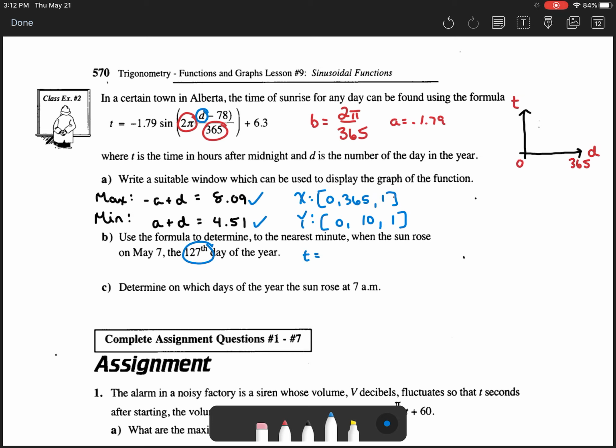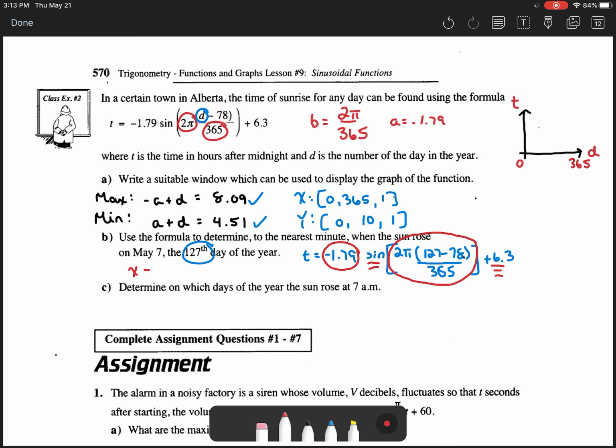So when you do this calculation, it's going to look like this. T is equal to, you're going to have negative 1.79 sine of, this big calculation, 2 pi times 127 minus 78, over 365, and then plus 6.3. So what has to happen is you need to do this whole calculation first, then take the sine of that value, then multiply by negative 1.79, and then finally last add 6.3, and make sure your calculator's in radian mode.